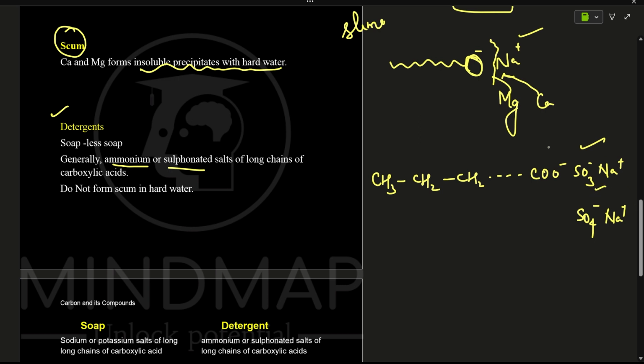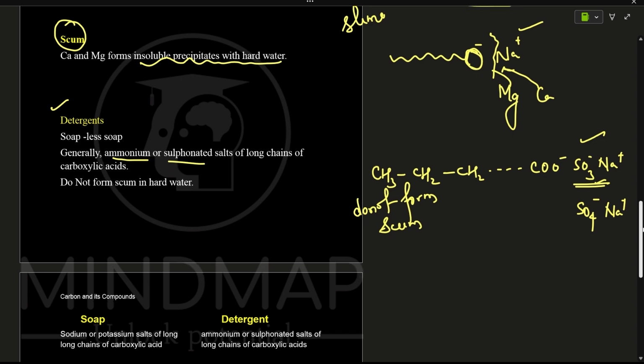Now why is this, and what does it do? In hard water these sulfonated salts do not form the insoluble precipitate. They do not form scum in hard water. So we use detergents for hard water.